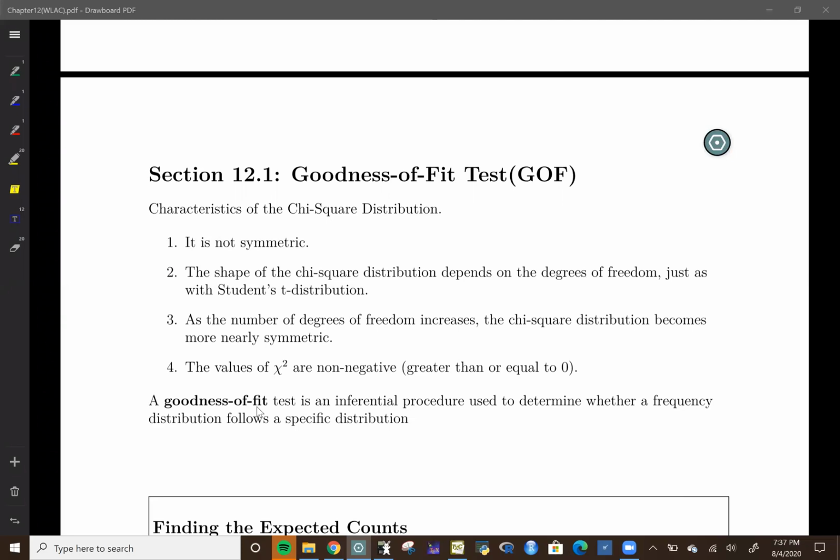What the goodness of fit is trying to see is whether everything is the same. Does it follow that distribution? If it does follow that distribution, we're going to say it's a good fit. If it doesn't, we're going to say it's a bad fit. So that's how the goodness of fit works.